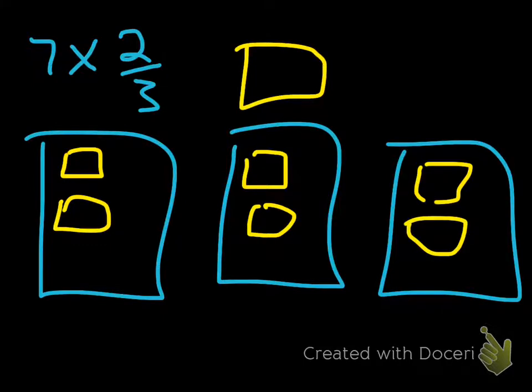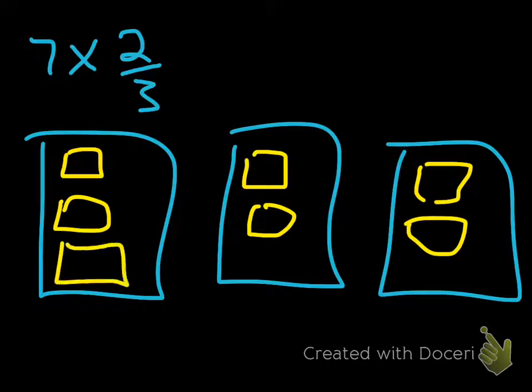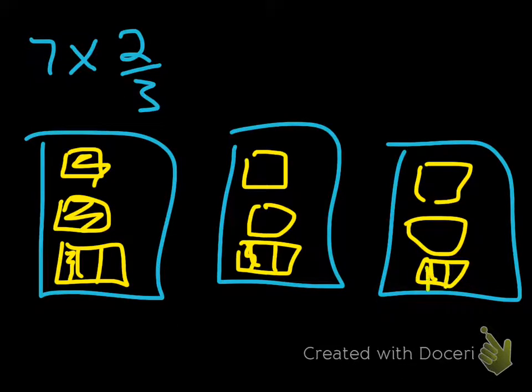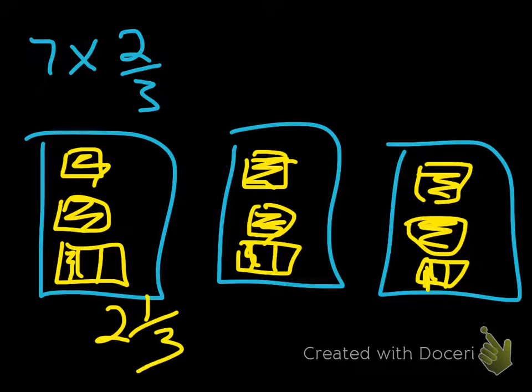To split that last one into 3 equal groups, I just have to divide it and put 1/3 in each. So there's 1/3, 1/3, and 1/3. So now in each group I have 1, 2, and 1/3. 2 wholes and 1/3 in each. But that's not my answer because now I have to figure out how much is in 2/3.